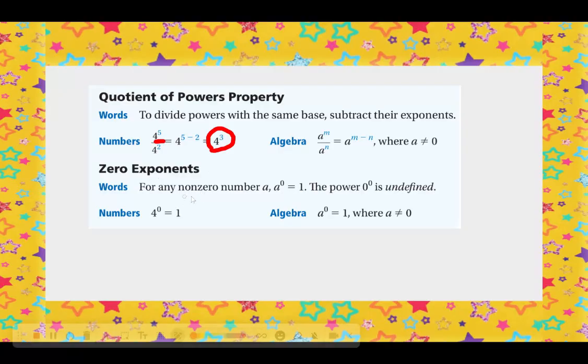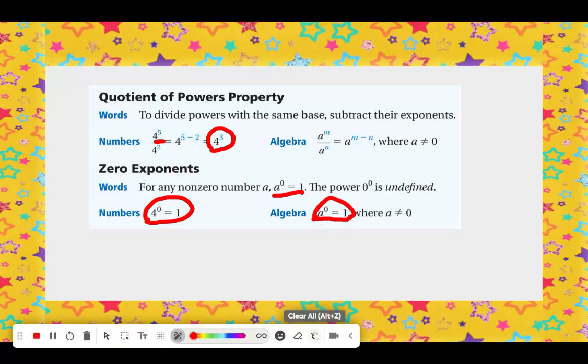And zero exponents. Okay, so for any non-zero number, any number or any variable to the 0 power equals 1. So 4 to the 0 power equals 1. A to the 0 power equals 1. Any number or any variable to the 0 power equals 1.